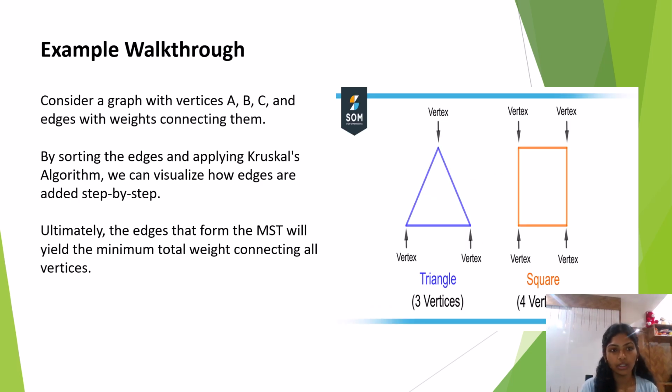Example walkthrough. Consider a graph with vertices A, B, C and edges with weights connecting them. By sorting the edges and applying Kruskal's algorithm, we can visualize how edges are added step by step. Ultimately, the edges that form the minimum spanning tree will yield the minimum total weight connecting all vertices.